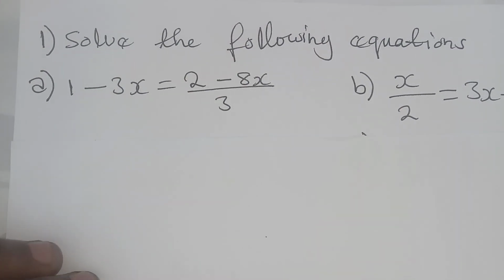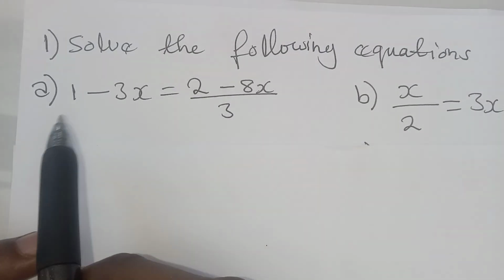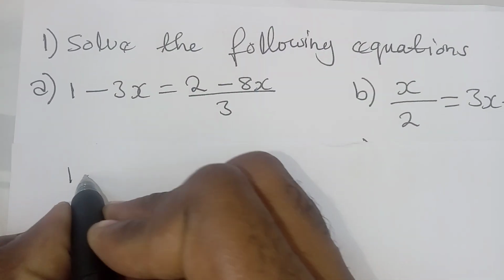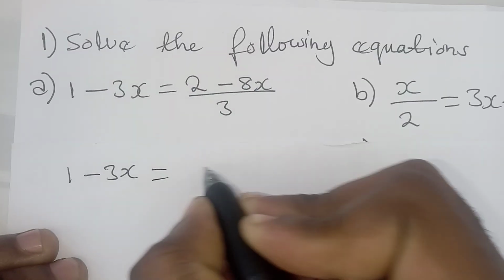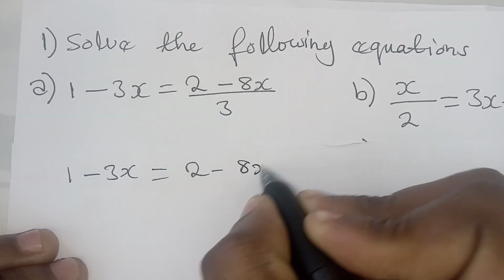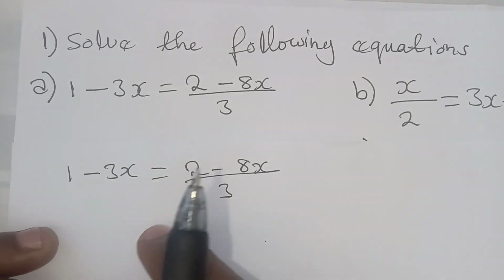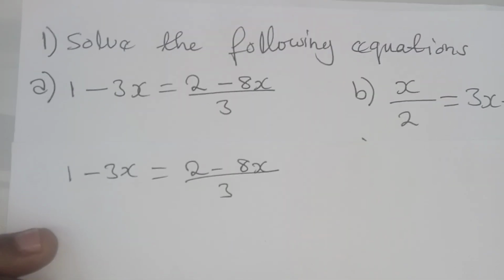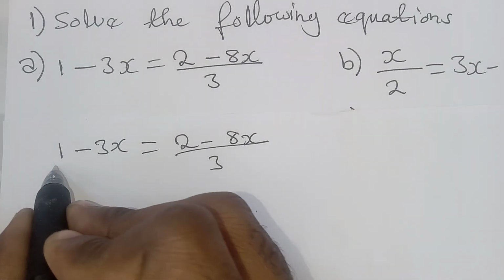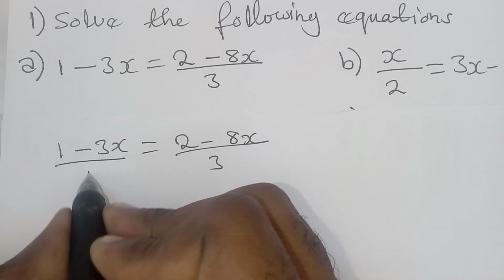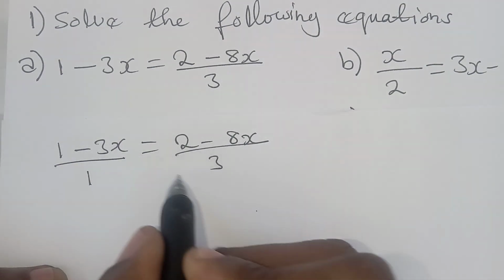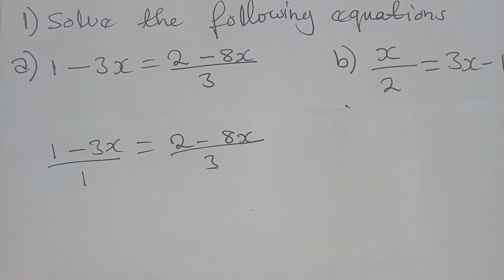To solve equations with fractions, you can simply make sure that you have fractions on one side and whole numbers on the other side. Once you have a situation like this, you can just put a 1 here and cross multiply. So let's do that.